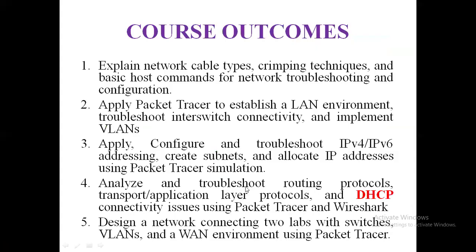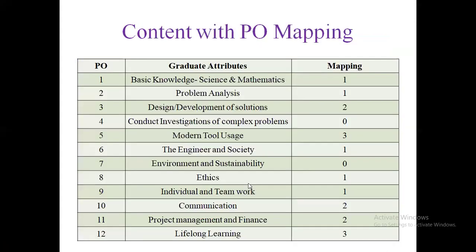Coming back to the outcomes. In this experiment, what outcomes can we achieve? Because of this experiment, we can gain basic knowledge at a normal level, and weaker contribution to problem analysis. Design and development of solutions moderately. We are not using any data investigation, so no correlation. We are using the Packet Tracer tool, so modern tool usage is 3. Engineering and society contribution in the experiment may be weaker. No contribution for environment. Weaker contribution for ethics and individual teamwork. Normal contribution for communication and project management, and a strong correlation for lifelong learning.